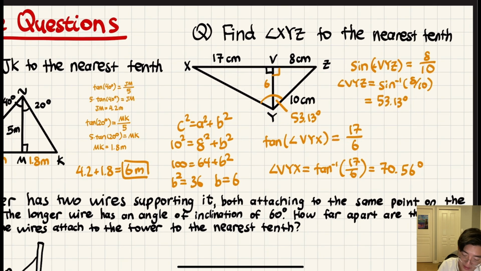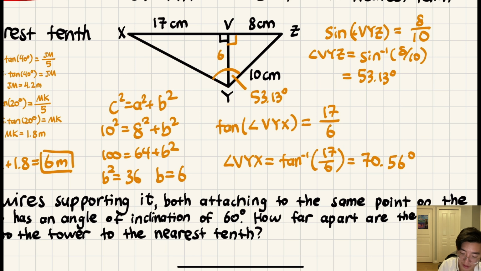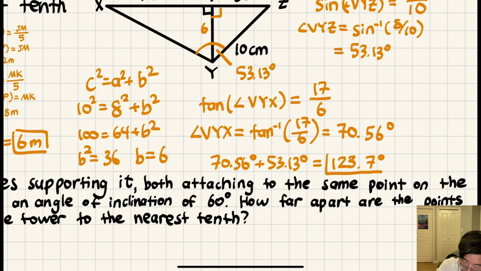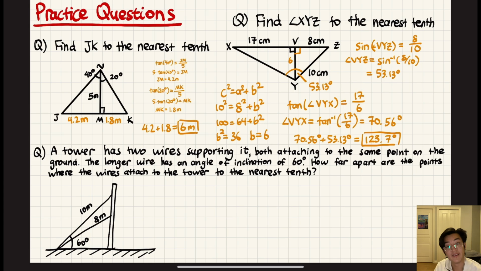70.56 degrees. And now for our very, very last step, we'll add those two angles together. So 70.56 degrees plus 53.13 degrees gets us 123.7 degrees, rounded to the tenth. Okay, so there we go.